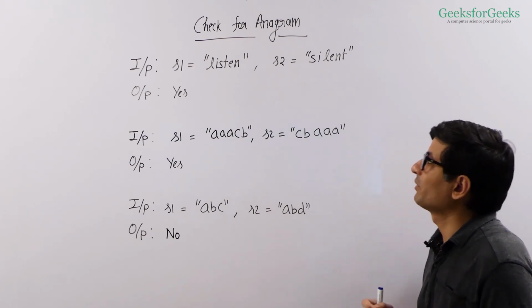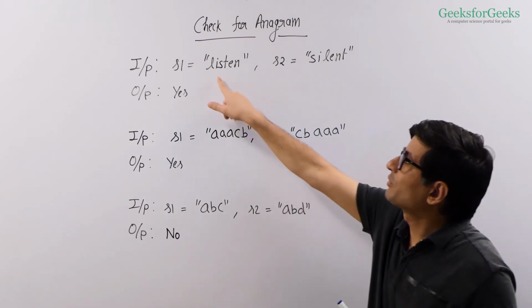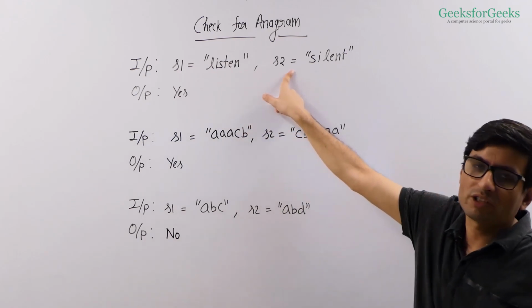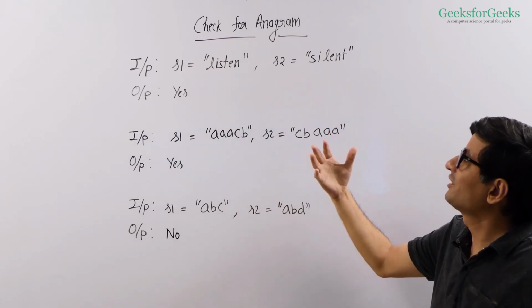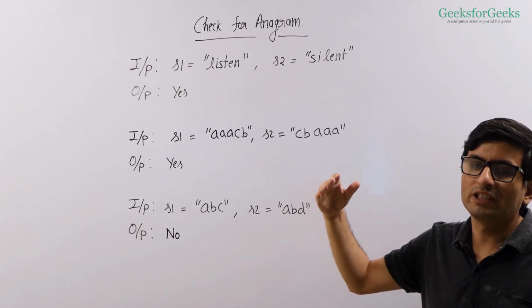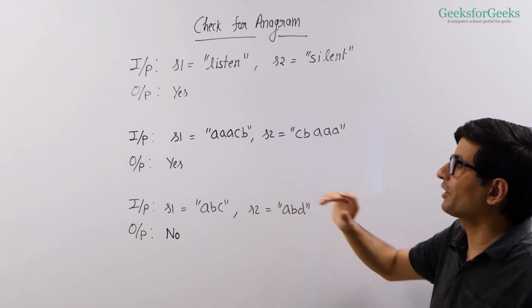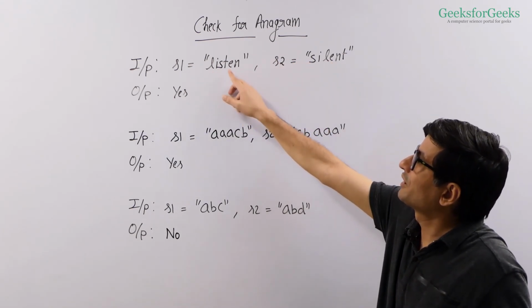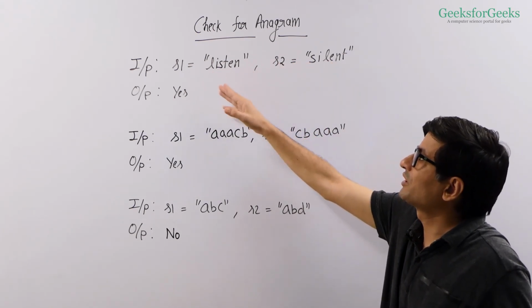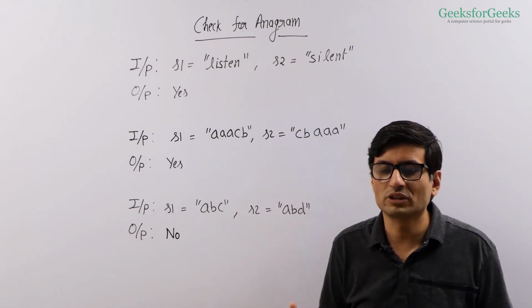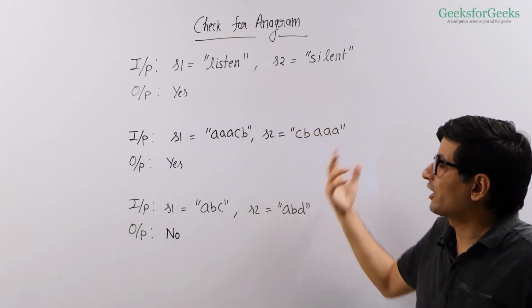Let's understand the problem with these examples. We have two strings. S1 has value listen and S2 has value silent. If you take a look at these strings, every character has same frequency and they both have same set of characters. L appears here, here. I in both these strings, S in both these strings, T in both these strings, E in both these strings, and N also both these strings. And every character appears once in both the strings. So these strings are anagram of each other.